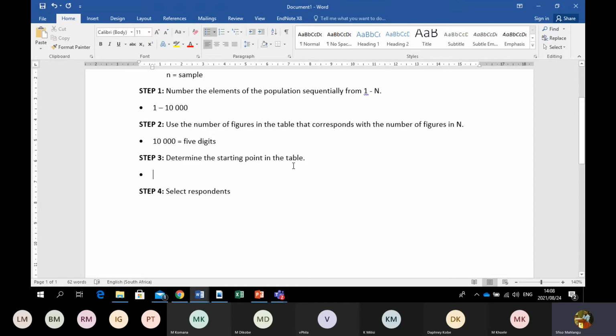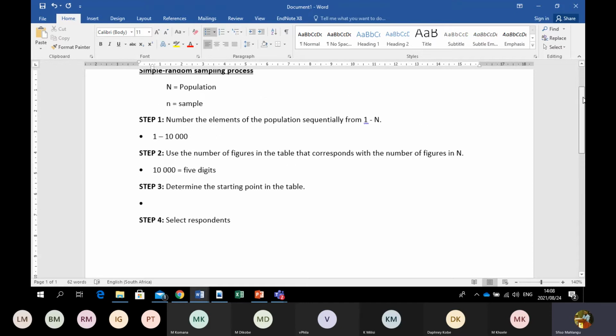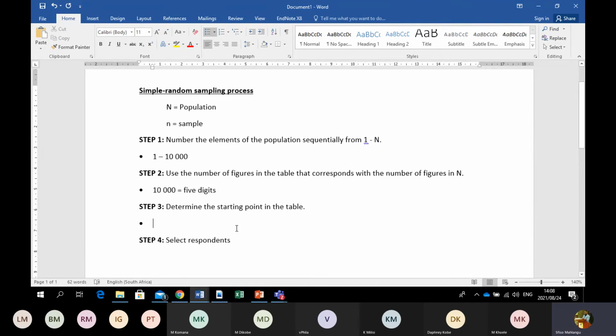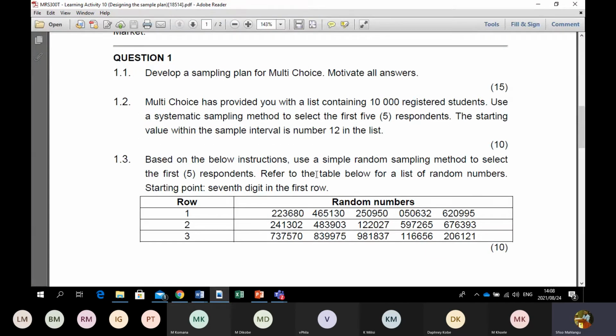Determine the starting point in the table. This instruction will always be given. You must indicate it, the practicality of it. Looking at our question, it will always give us the starting point. They said the starting point within the sample interval is number 12. Can you see that? And that is given to us.